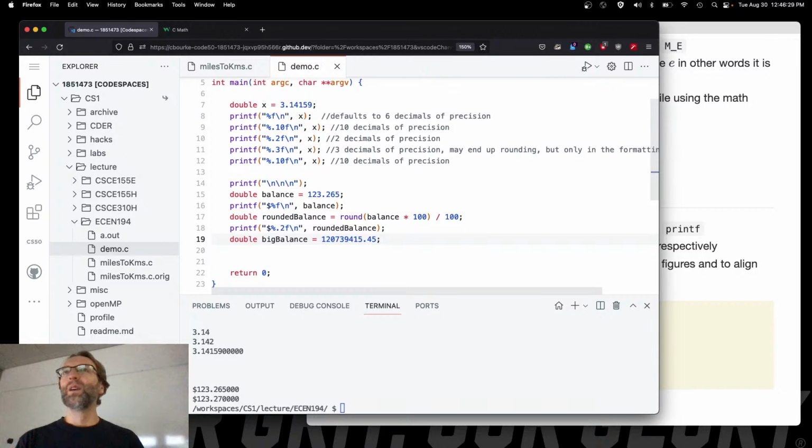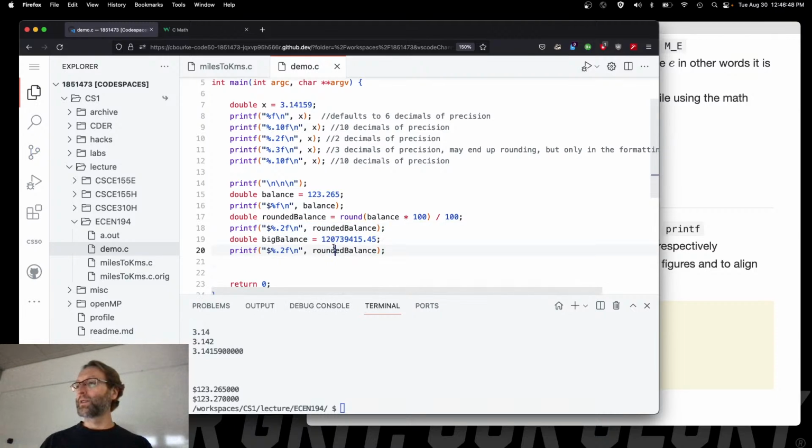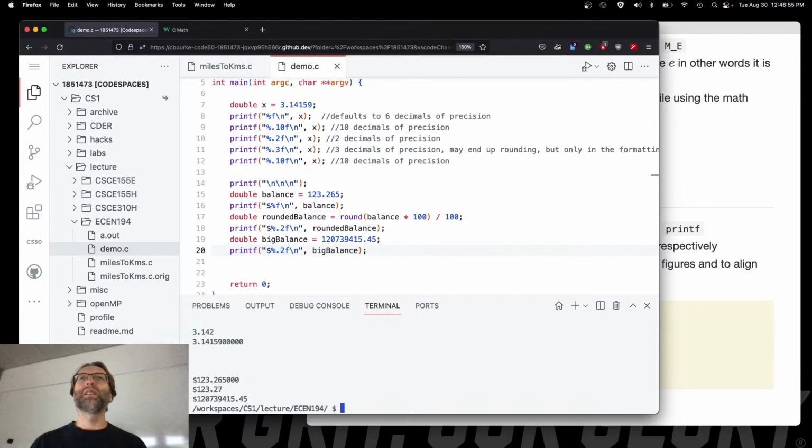All right. Yeah. Is that too big for an integer? Nope. That's only 120 million. What is our limit on an integer again? About 2.147 billion. Right? All right, so let's print this out. Big balance and rounded balance. Does that look nicely formatted?